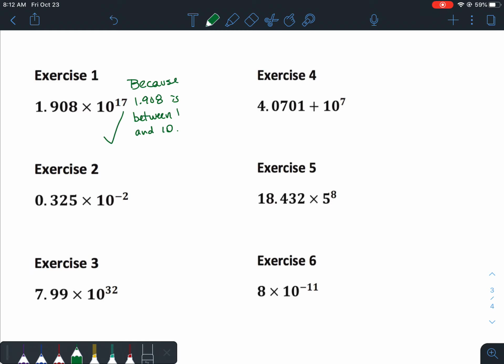pause the video. So I want you to identify if it is a scientific notation or not, and follow up with a reason why it is or why it is not. When you're ready, unpause the video and we'll go over it.